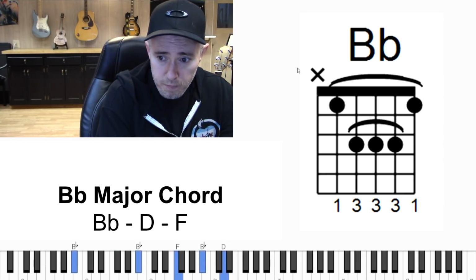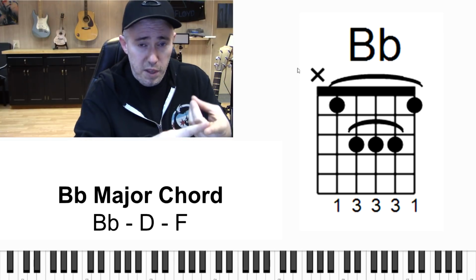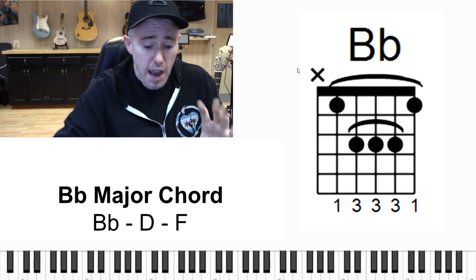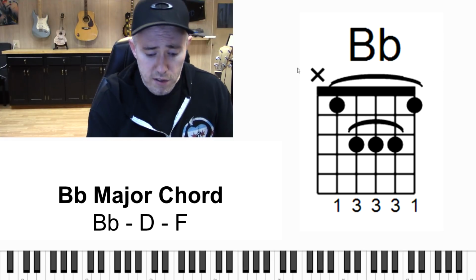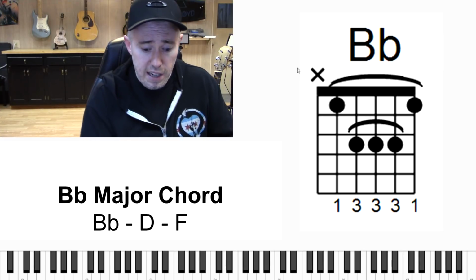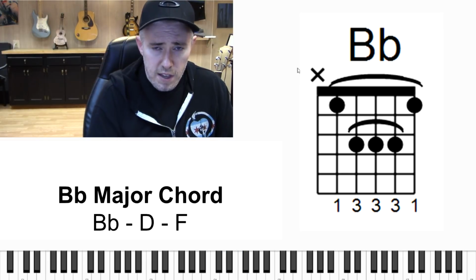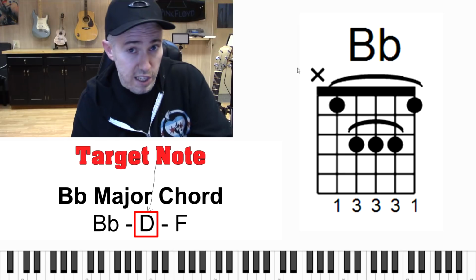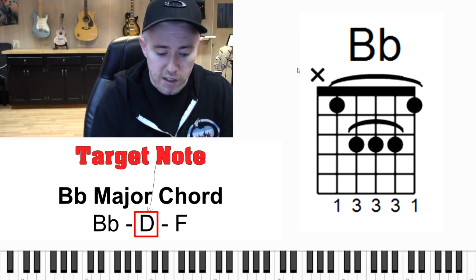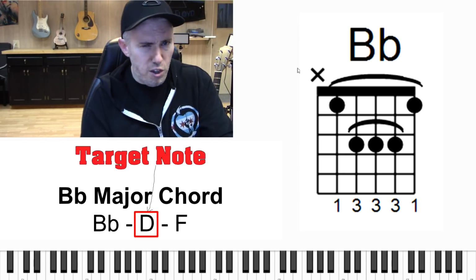B flat has the notes B flat, D, and F in it, and that's that one note that's out of key. The melody line reflects this note here, which is part of the key of C major. It's a white key. So it goes like this. I'll try and play it a little bit differently.